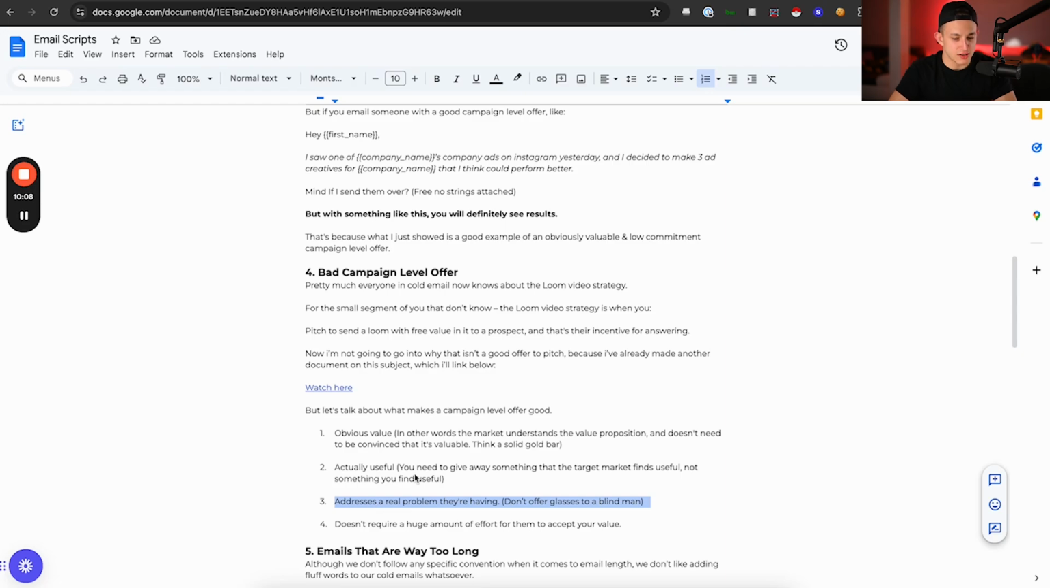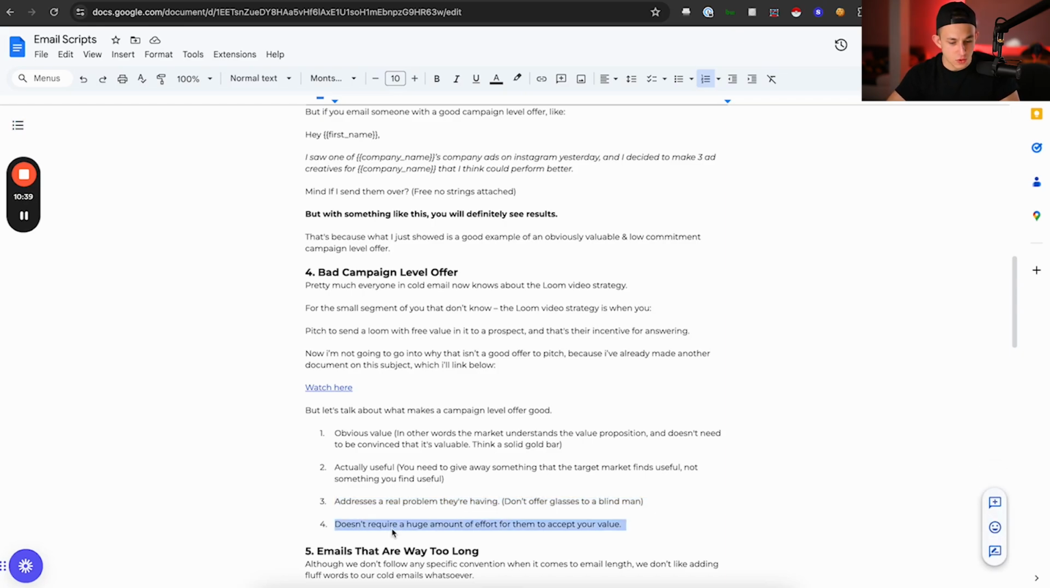Okay, now address a real problem that they're having. Don't offer glasses to a blind man, right? That's obviously figurative, but you have to offer something that they actually care about. So if you message an e-commerce company who's in dire need of an email marketer, and that's their number one focus, and you offer them a landing page redesign, you're just not solving a problem. And therefore, whatever lead magnet you're going to do, they're not going to care about. Okay, so make sure that the people you're messaging actually want your service.